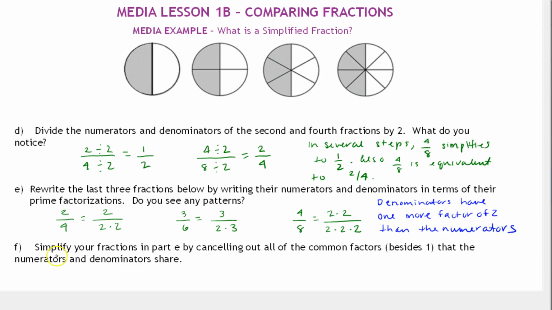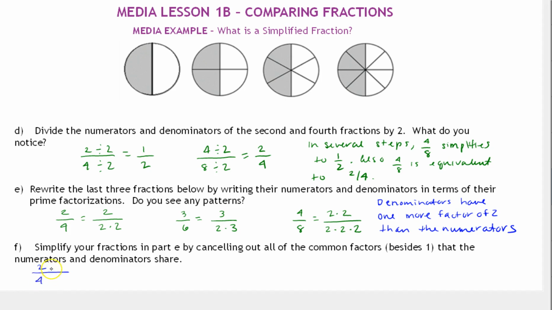Now let's look at the last question. Simplify your fractions in part E by canceling out all of the common factors besides 1 that the numerators and denominators share. Okay, so when we were simplifying fractions before, we actually did simplify some fractions. We divided the numerator and the denominator by a common factor. So let's look at this. We're going to look at this in a new way.